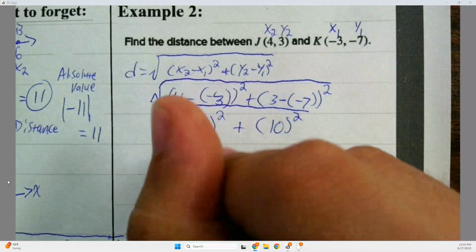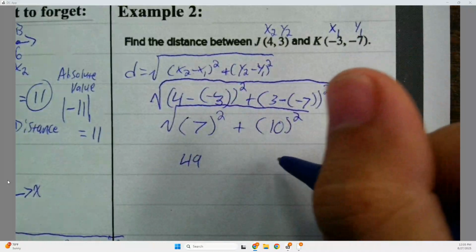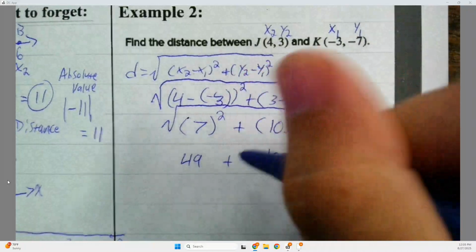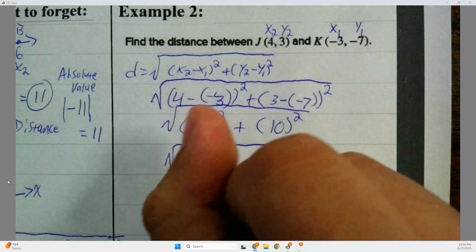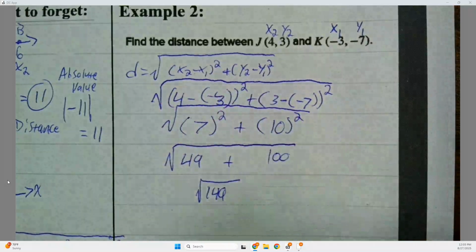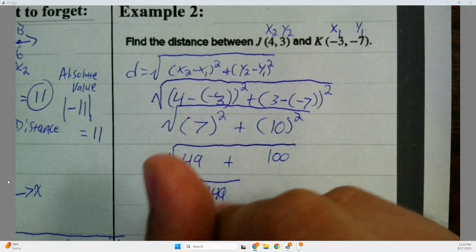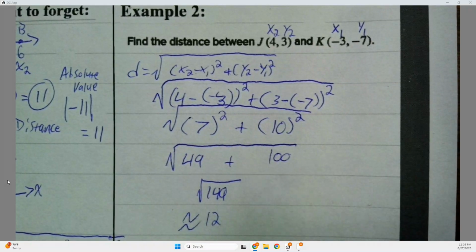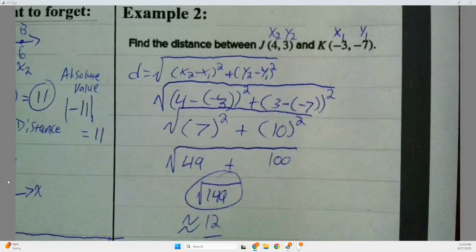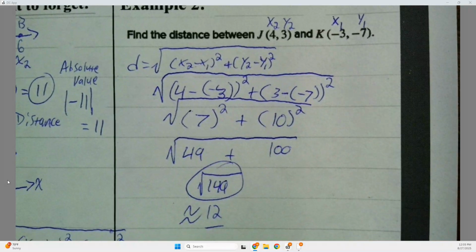7 times 7 is 49. 10 times 10 is 100. Add them together and take the square root. 49 plus 100 is 149, square root, which is about 12 and some change. But again, I can just keep that answer. That works for me too.